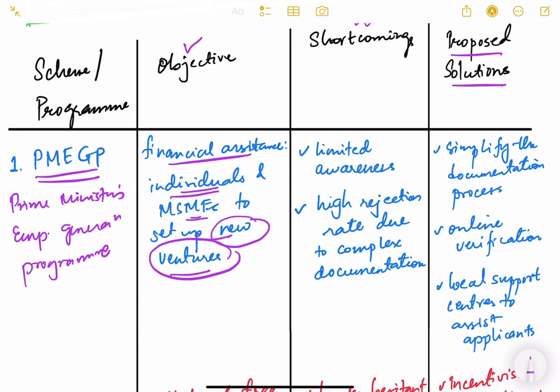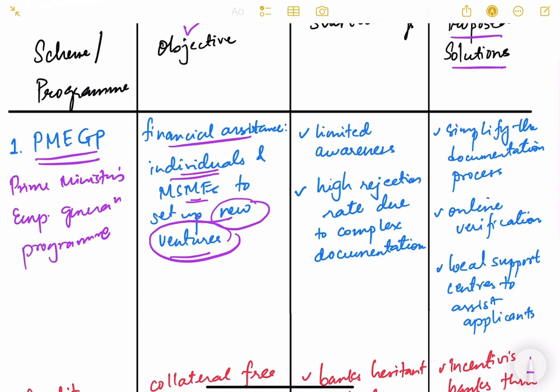However, the shortcoming of this particular scheme is that there is very limited awareness among the potential beneficiaries. Very few people actually know about this scheme in the rural areas. Because of this, the scheme is not picking up speed. It is not giving the expected results.